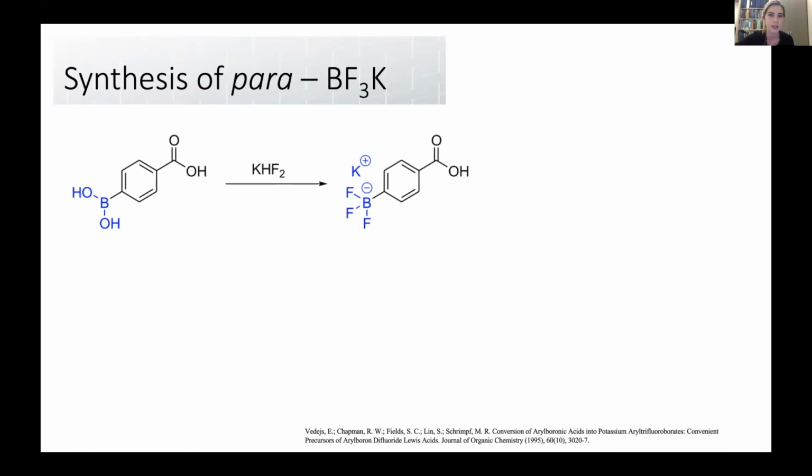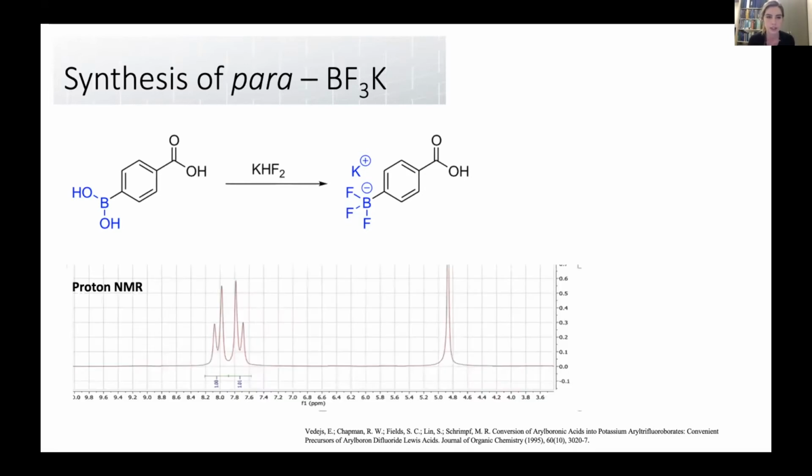Then we took the proton NMR, we analyzed it, and we noticed that there's a 1-to-1 integration ratio between the 2 doublets. So that told us that there was a complete conversion to the para BF3K product that we wanted. But one thing that we did notice was that the actual yield was greater than the theoretical yield. And this meant that there must be a byproduct forming.